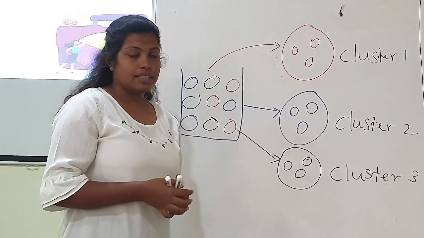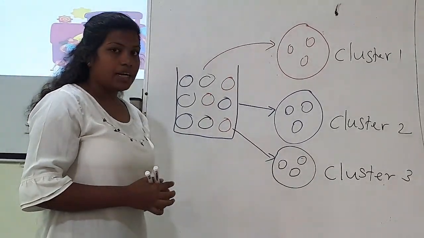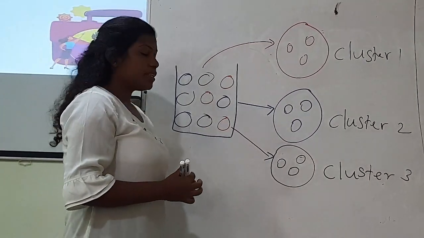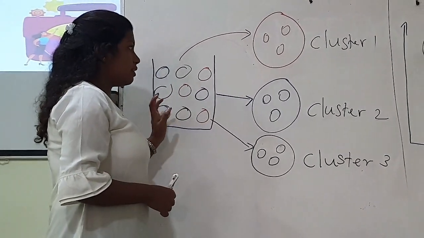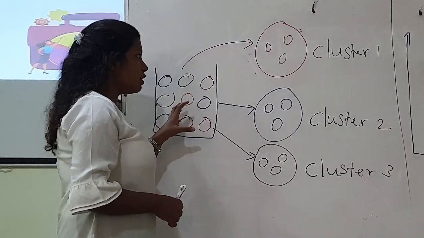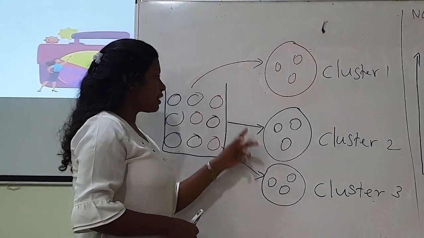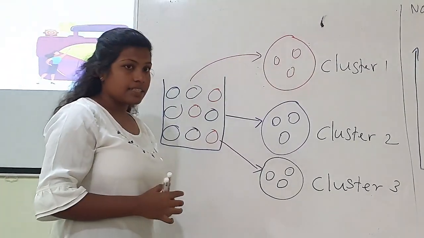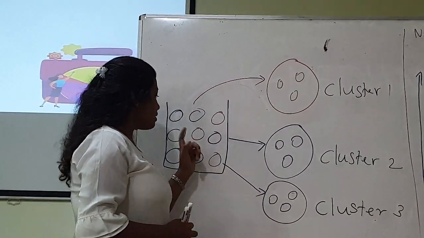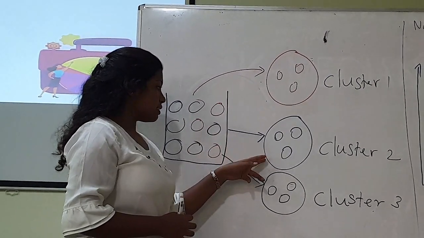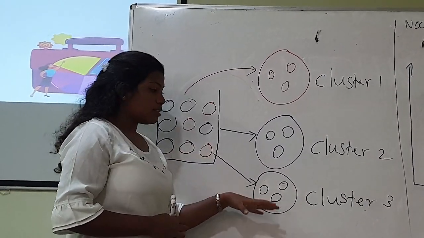Now I talk about a simple example of clustering. Imagine you have different colors of balls in a bucket. We can divide these balls into three clusters considering colors. Red balls as one cluster, blue balls as the second cluster and black balls as the third cluster.